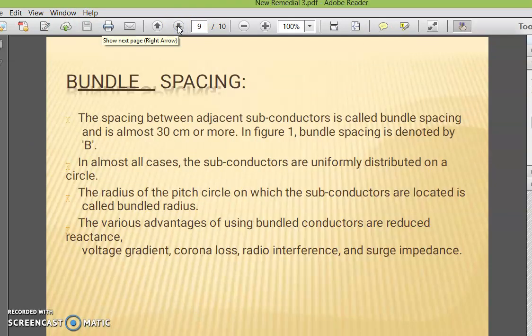Bundle spacing is another very important phenomenon. The spacing between subconductors is known as bundle spacing and is most normally denoted by capital B, and normally it is more than 30 cm. In almost all cases, the subconductors are uniformly distributed on a circle. The radius of the pitch circle on which the subconductors are located is known as bundle radius. The various advantages of using bundle conductors are reduced reactance, voltage gradient, corona loss, radio interference and surge impedance.